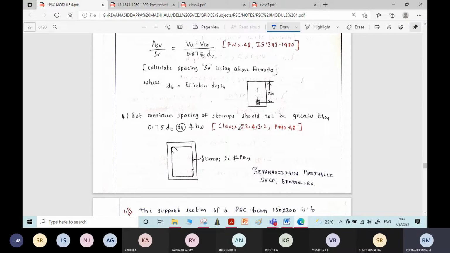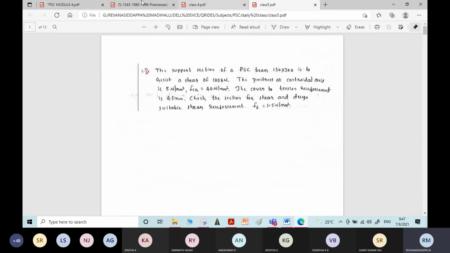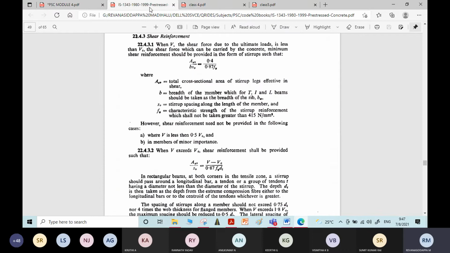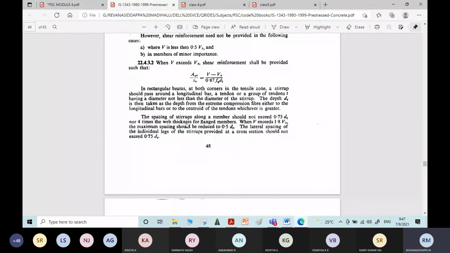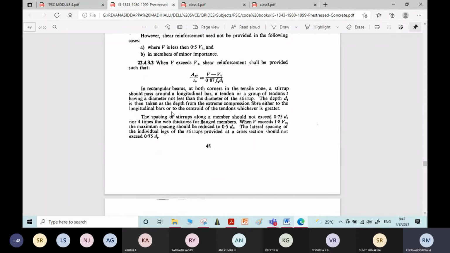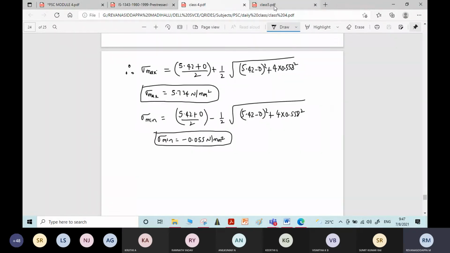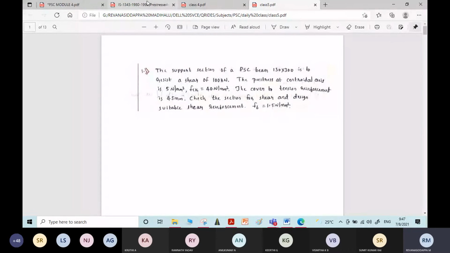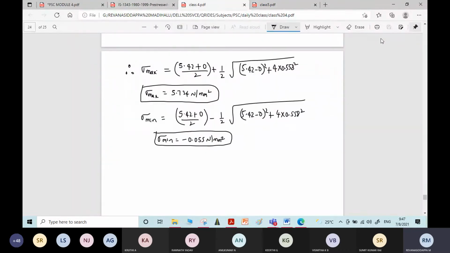This guideline is also given in clause 22.4.3.2 on page number 48. Here it is given, you can go through it. So this is the procedure we have to follow for design of a PSC beam for shear.